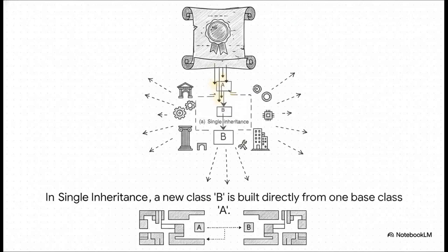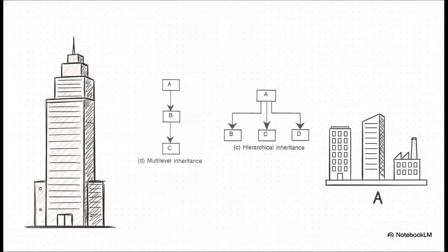And here we see the simplest version of this in action. This is called single inheritance. You've got your main blueprint, right? That's class A. Then you create a new, more specialized blueprint, class B, that builds right on top of A. So B gets everything that A has, plus whatever new stuff you decide to add to it. This is like the fundamental building block of our entire city. But of course, it gets way cooler than that.